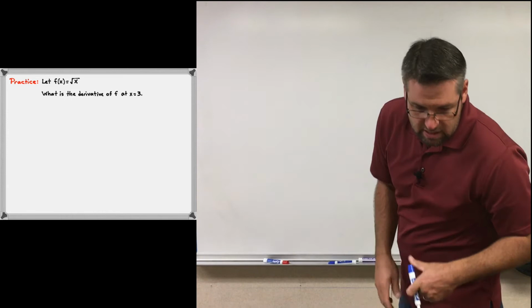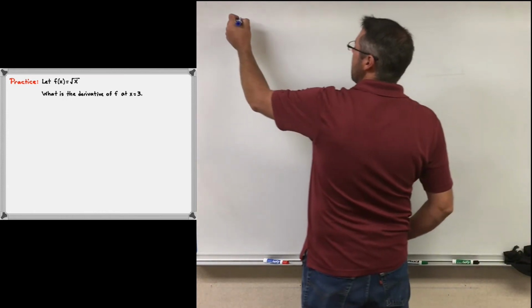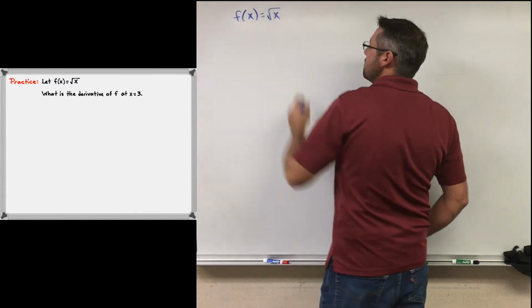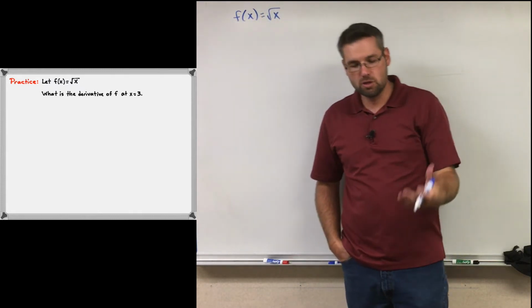So in this one, it says let f of x equal radical x. f of x equals radical x. And I know some of you are thinking, Bunye, come on, man, you just did the easy one.